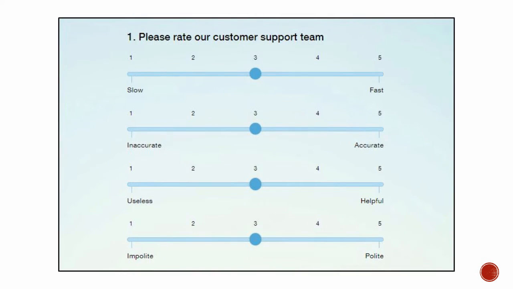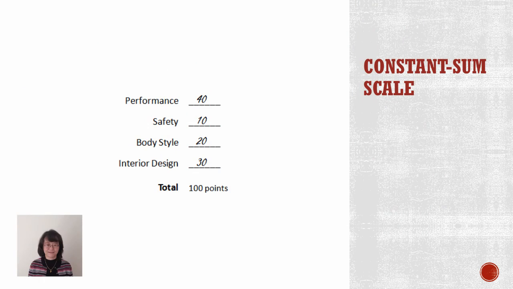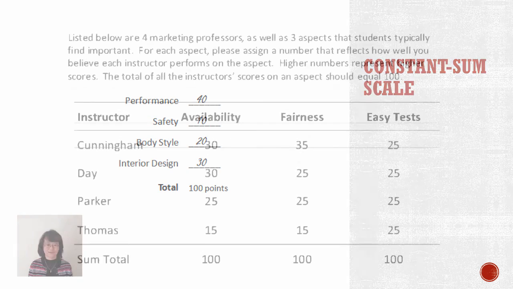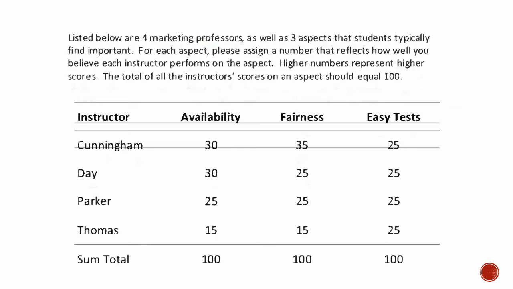Here is another example of a semantic differential scale, used to measure the performance of a customer support team. Constant sum scales require the respondent to divide a constant sum into parts, indicating the weights to be given to various attributes of the item being studied. This is an example asking students to assign numbers that reflect how well they believe each instructor performed on the aspect.